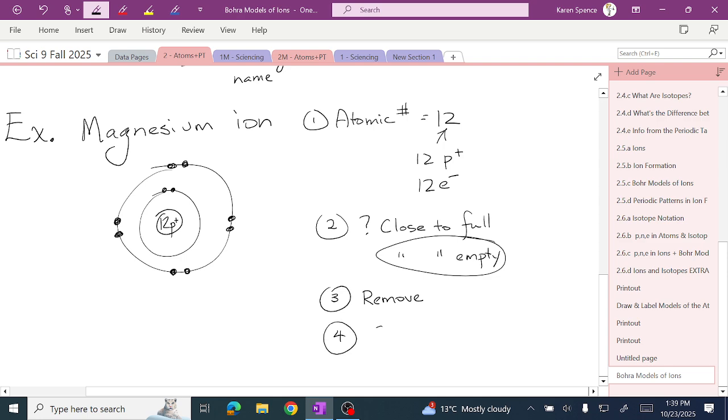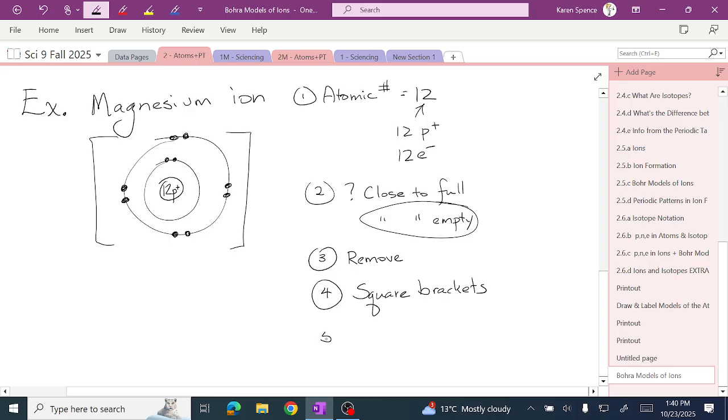Square brackets. Okay, that's easy. Just dunk, dunk, dunk, dunk. You don't have to understand anything to do that. You just have to remember. And then the fifth thing you have to say is, here we removed 2 electrons. So what is our charge going to be?